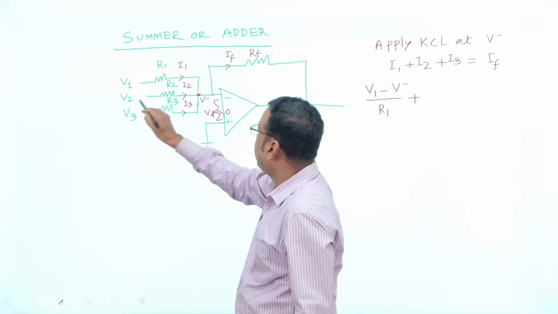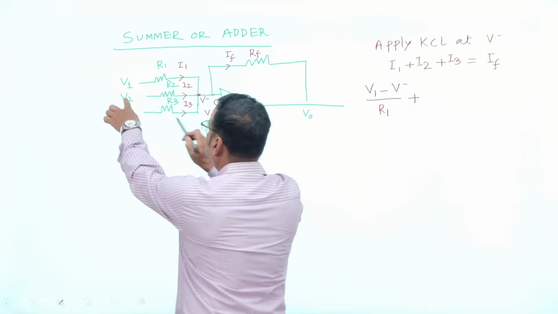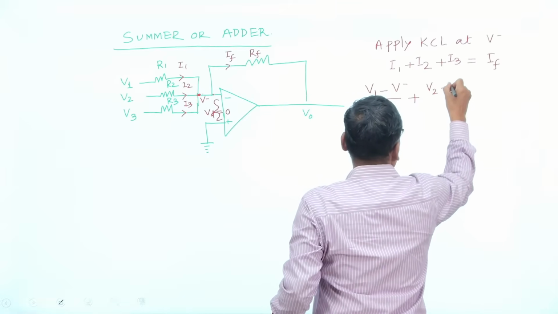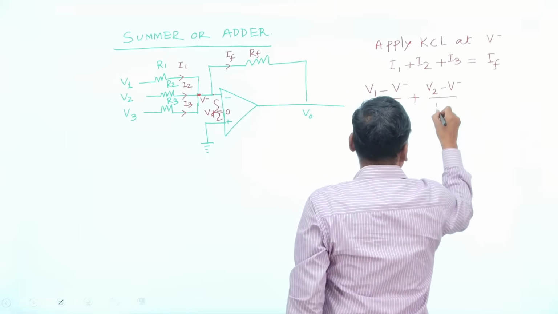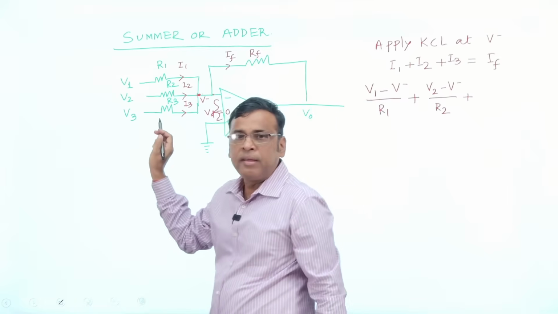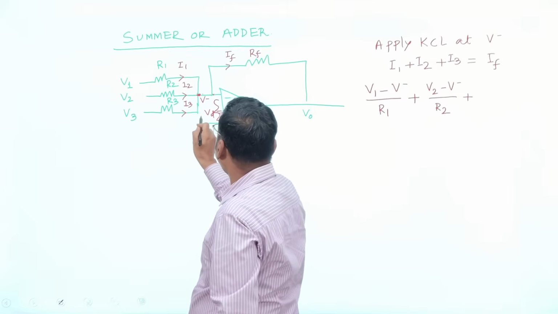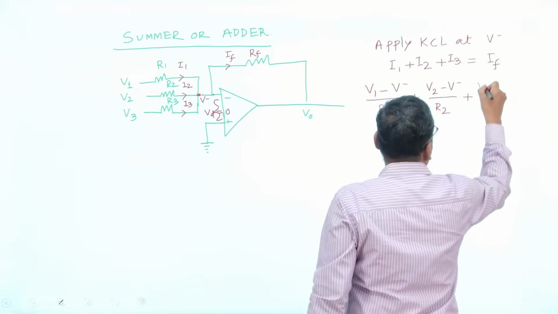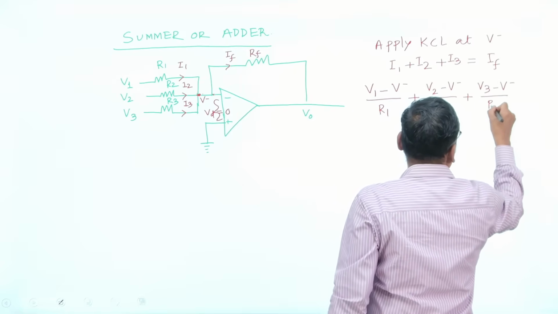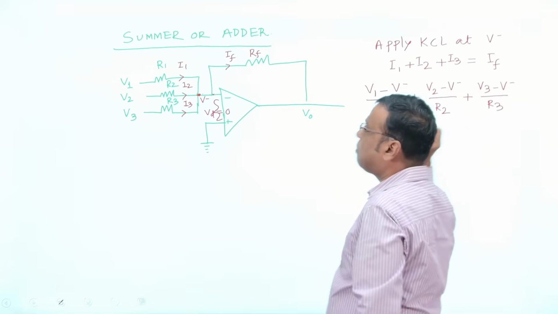What is the value of I2? Here, I2: this potential V2, this potential V minus. V2 minus V minus divided by R2, plus. Then what is the value of I3? That is your potential V3 minus V minus, divided by R3. This is the value of I1, I2 and I3.